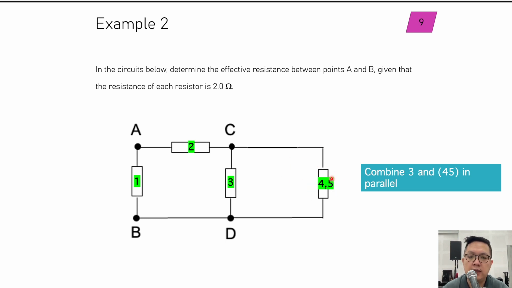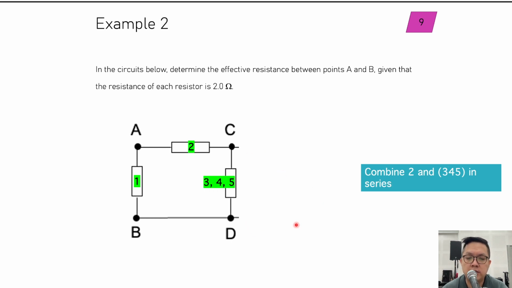Okay, now we can see that between C and D, it is two branches with a single resistor each, 3 and 4, 5. Okay, so you're going to combine these two in parallel. And once you combine in parallel, this is what you'll get. You basically have gotten rid of the last loop here. So this equivalent resistor consists of resistors 3, 4, and 5.